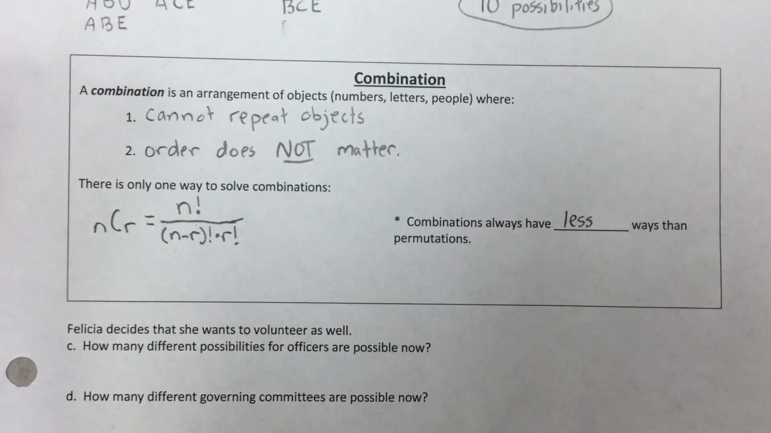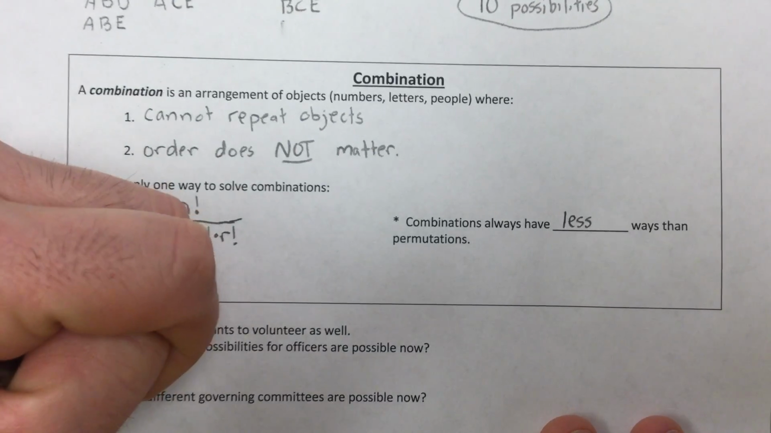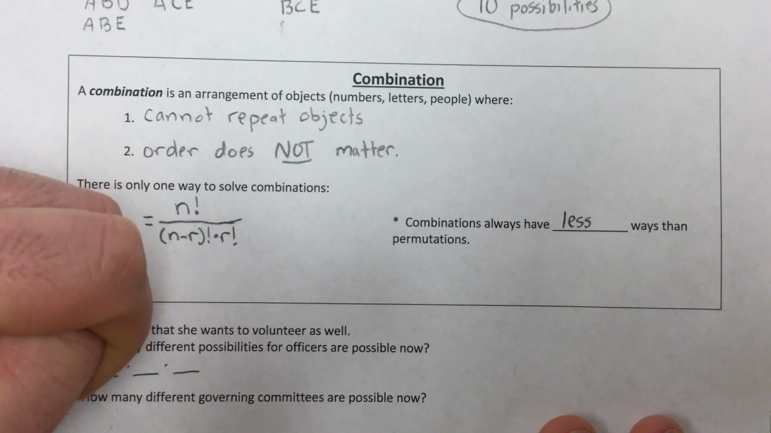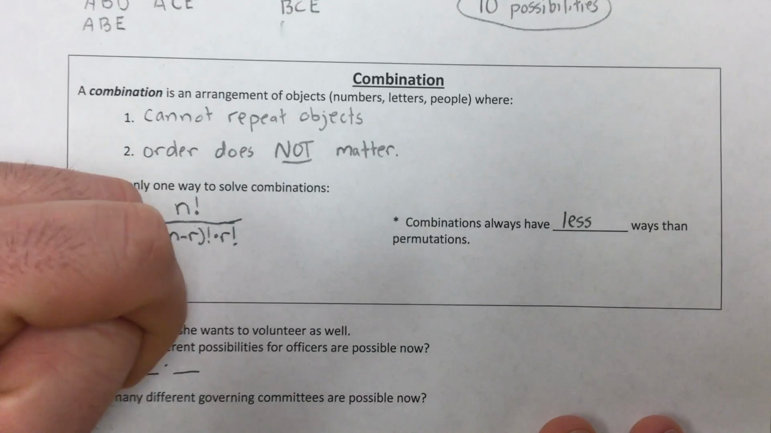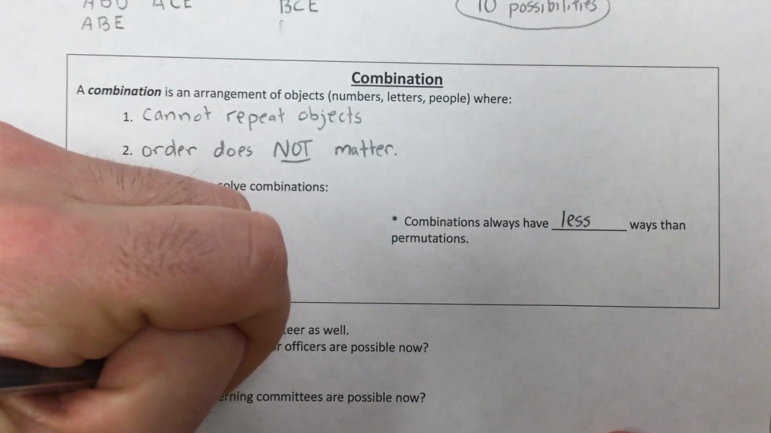Now it says Felicia decides she wants to volunteer as well. How many different possibilities of officers are there now? Instead of having just 5 people go for president, vice president, secretary, we have Felicia in there, so now we have 6. It's still president, vice president, secretary, but now there are 6 people that could be president, 5 people for vice president, and then 4 people for secretary. So if we do 6 times 5 times 4, we get 120.